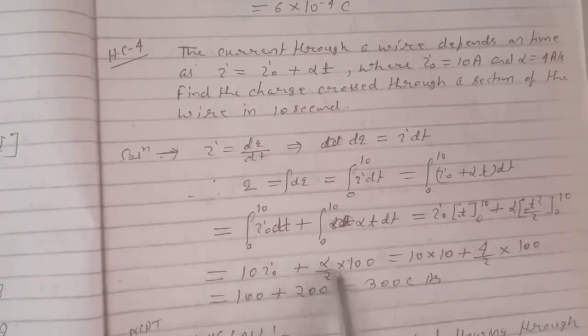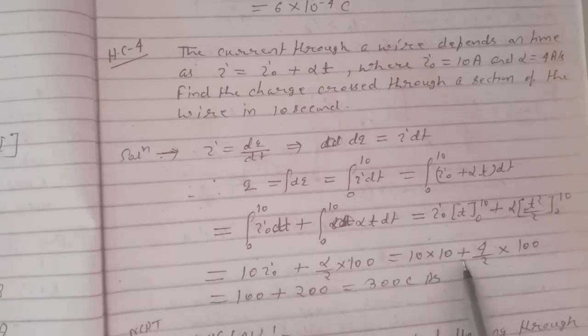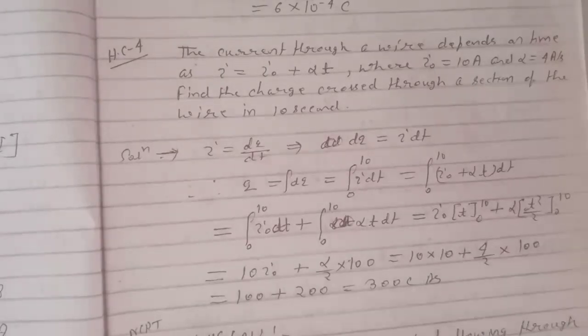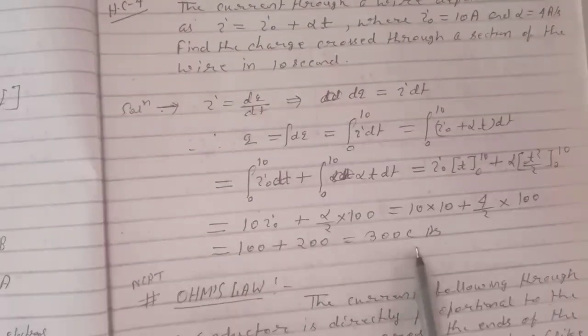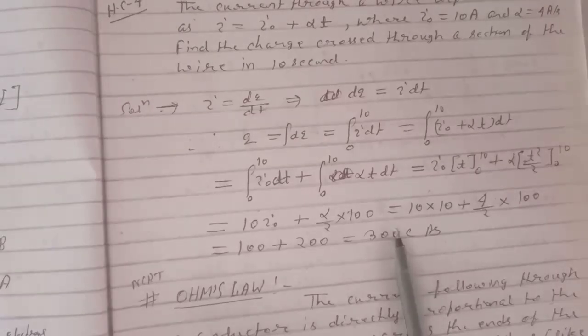This will give I naught into 10 plus alpha by 2 into 10 square, which is 100. So 10 into 10, because I naught is given, plus 4 by 2, alpha value given, into 100, about 100 plus 200, 300 coulomb. Answer.